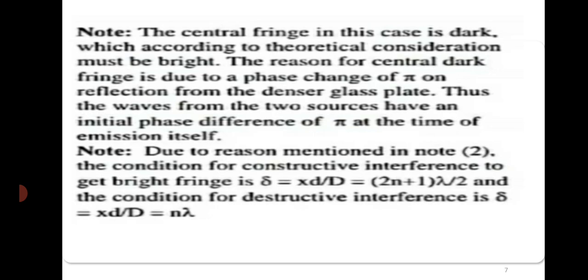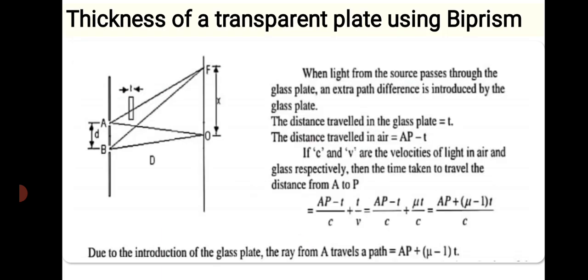Thus, the waves from the two sources have an initial phase difference of pi at the time of emission itself. Due to the reason mentioned in note 2, the condition for constructive interference, to get bright fringes, is delta = xd/D = (2n+1) lambda/2, and the condition for destructive interference is delta = xd/D = n lambda.